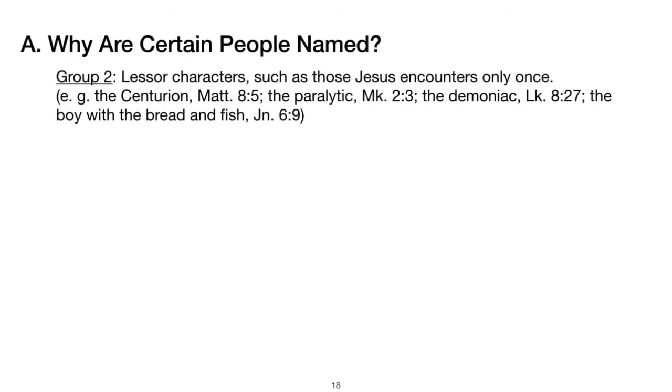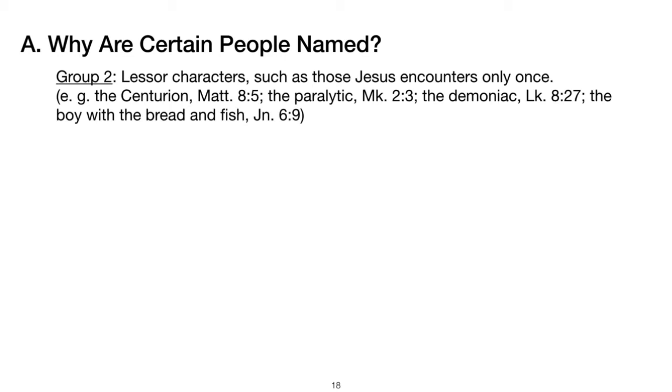But then you have this second category, which would be what we might think of as lesser characters. These are people, for example, that Jesus might have encountered only once. I have several examples for you in your notes. The centurion in Matthew chapter 8. The paralytic in Mark, remember, that's lowered down through the roof. It's a fun story. All of us learned it in Sunday school when we were little children, but we don't know the name of that fellow. It's just a one-time experience with Jesus, and we don't know the name.